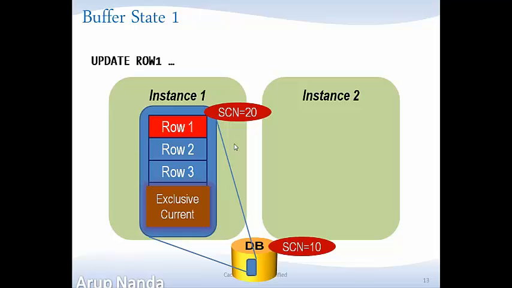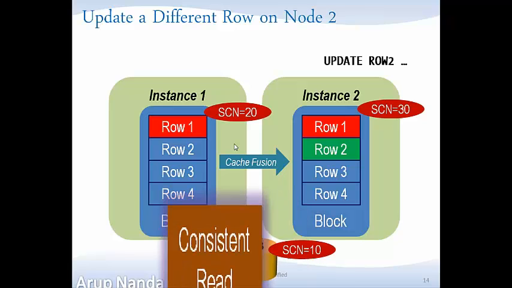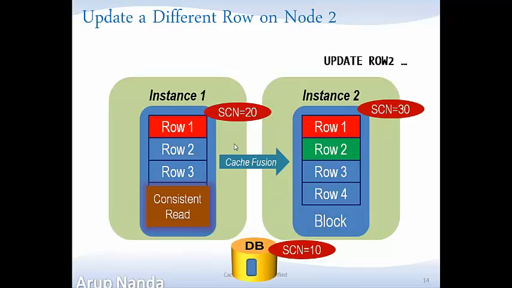So when update row number 1 happens, the first instance that gets it is of course exclusive current. What that means is no other instance will have a buffer more recent than this particular copy. Now, when update row 2 happens on instance number 2, remember that copy moves from instance 1 to instance 2, and becomes SCN number 30. Then we can't call that exclusive current anymore. So we call that consistent read copy.